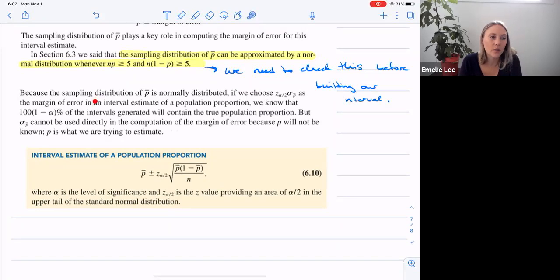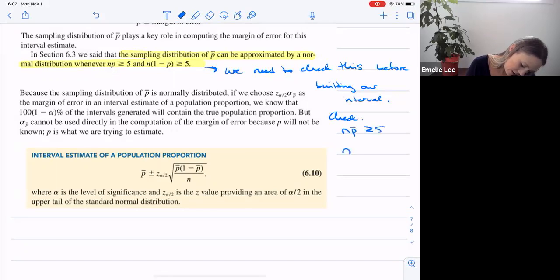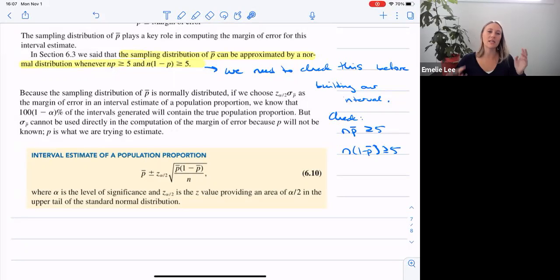So what we can do is if we find that we have a normal distribution, and I'm kind of glossing over it because we don't have p, but then we can use p bar, right? And so what you would have to check is n times p bar is greater than or equal to 5, and n times 1 minus p bar is greater than or equal to 5. Usually I say 10. Most fields say 10, but 5 is fine too.